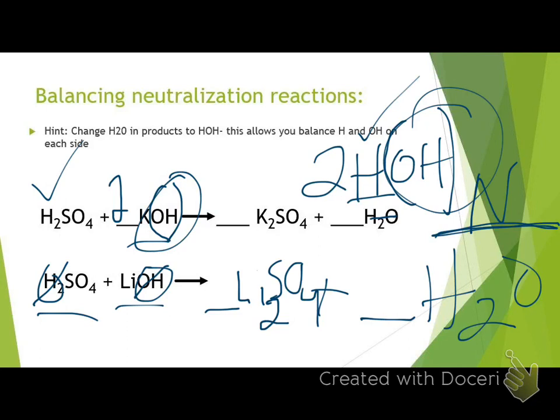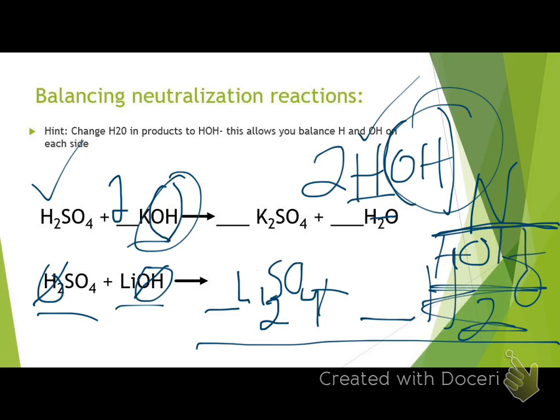Right? So now that we have the right formulas, we've just predicted the products. That's what predicting products is. You come up with the right products from the rules, from what type of reaction it is. Then I know that's neutralization, so I'm going to cancel out the H2O and put HOH. Now I'm getting kind of messy up here, so I'm going to do some erasing.